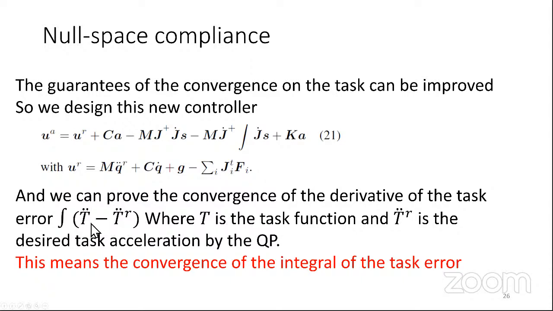But similarly, since this comes from the QP, the QP is aware of what is the desired one. So it means that we have the convergence of the integral of the task error itself. For example, if I want a 6D pose task, the integral of the 6D pose error would be going to 0. And that's really the same kind of proof of guarantees of convergence, but only on the tasks. So this allows us to make the remaining degrees of freedom compliant.